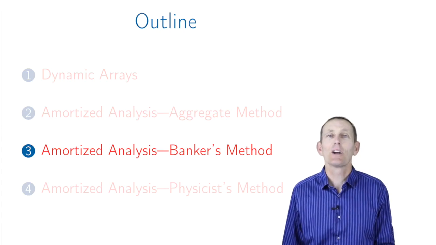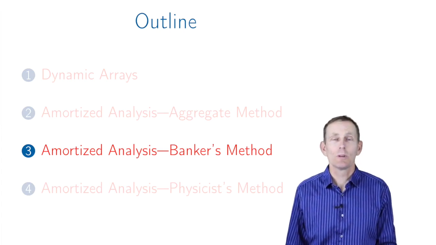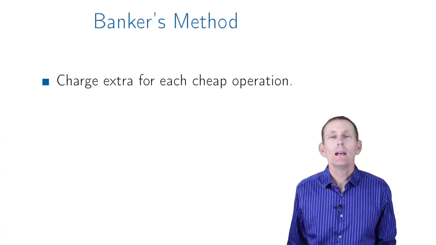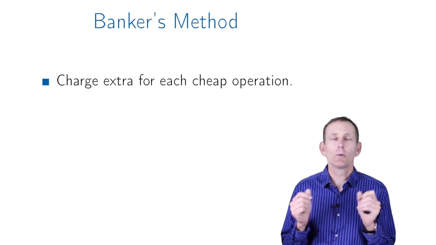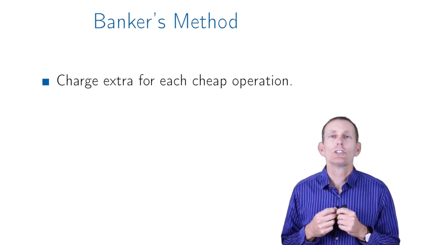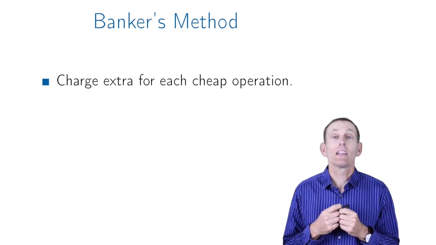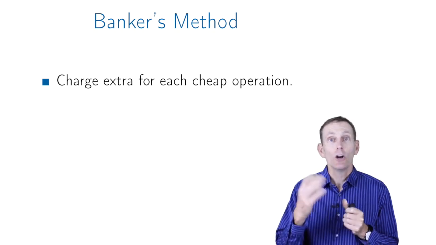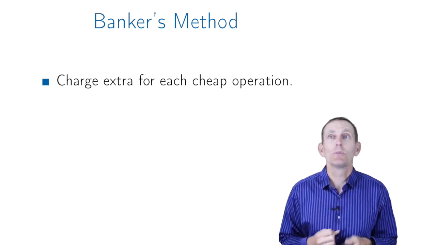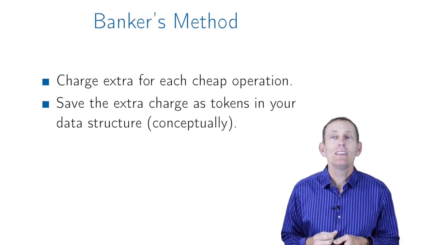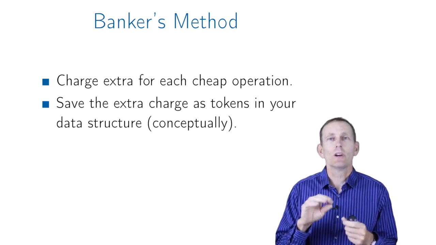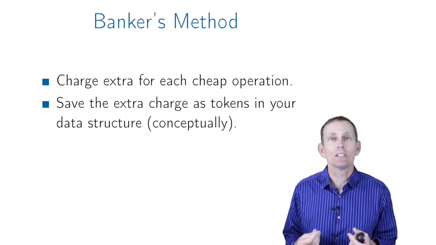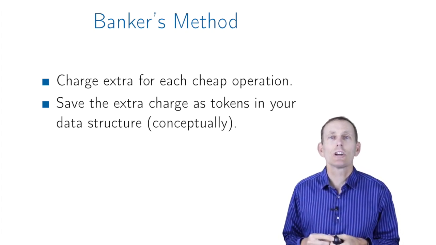In this video, we're going to talk about a second way to do amortized analysis, what we call the banker's method. The idea here is that we're going to charge extra for each cheap operation. It's like the example where we looked at saving money for a car. We're going to take that $100 and put it in the bank. And then we save those charges somewhere. In the case of the banker, we put it in the bank. In our case, we're going to conceptually save it in our data structure.